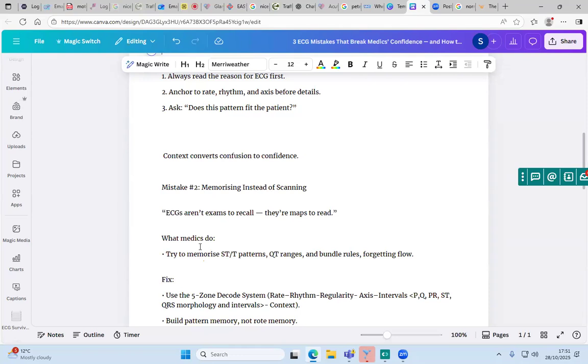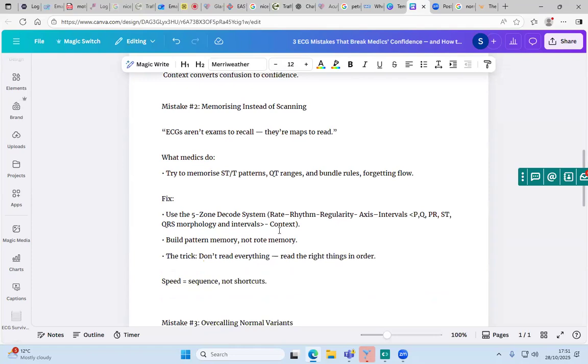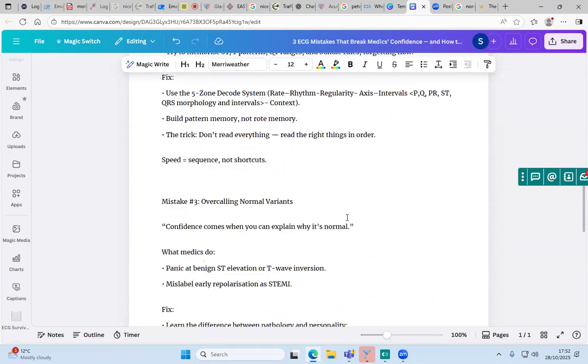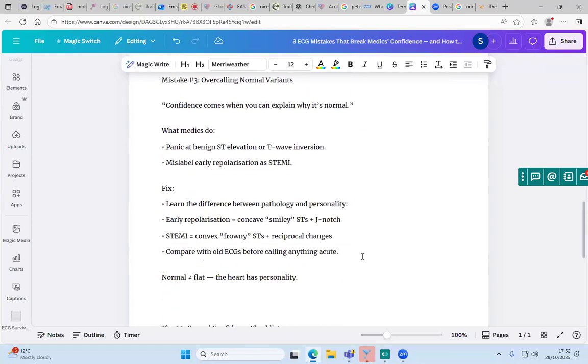Now, use the 5-zone method: rate, reading, regularity, axis intervals, and context, just like you've seen me do, and always follow sequence. Try as much as possible not to follow shortcuts. Every ECG you see means there's a life involved. Sometimes they overcall normal variants. Confidence comes when you can explain when something is normal. Don't just say, this looks normal, this looks normal. No, don't let complacency take over.